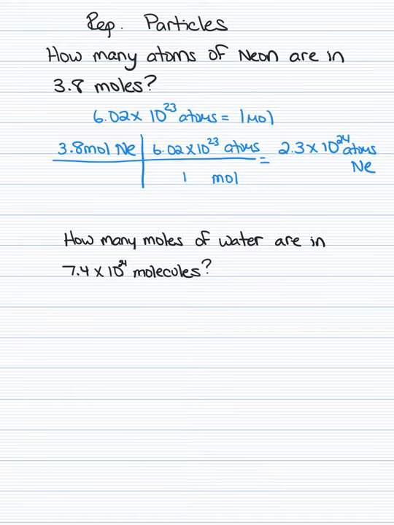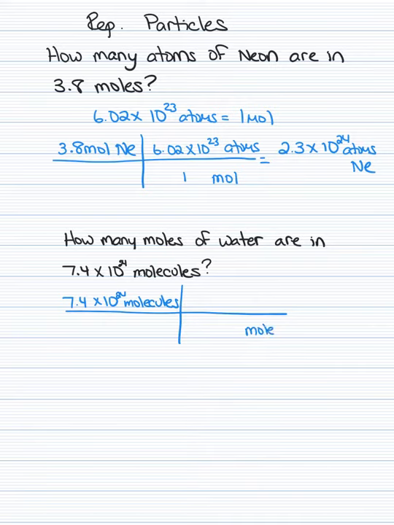Our second example, how many moles of water are in 7.4 times 10 to the 24th molecules? Going back to our mole map, again, we know that there are 6.02 times 10 to the 23rd molecules in 1 mole. So we're going to start this by writing 7.4 times 10 to the 24th molecules. Molecules to moles, and there are 6.02 times 10 to the 23rd molecules in 1 mole. And when you do that out, you will get 12 moles of water.